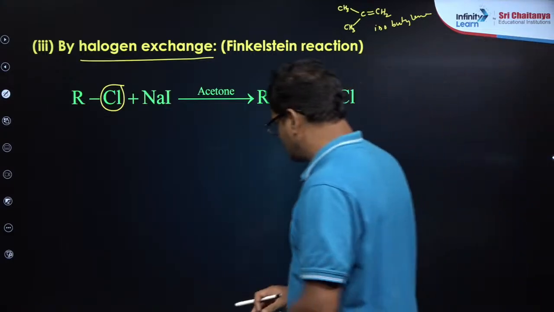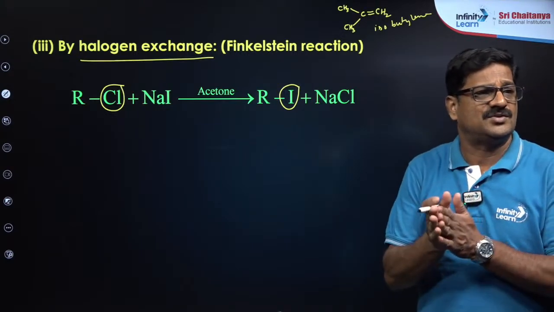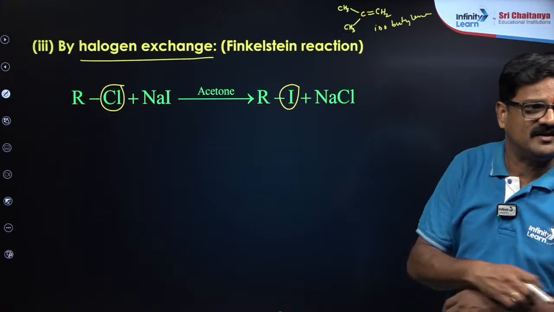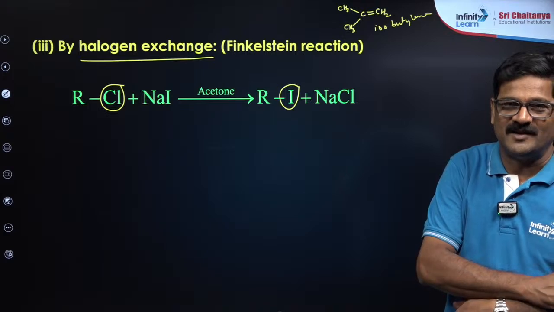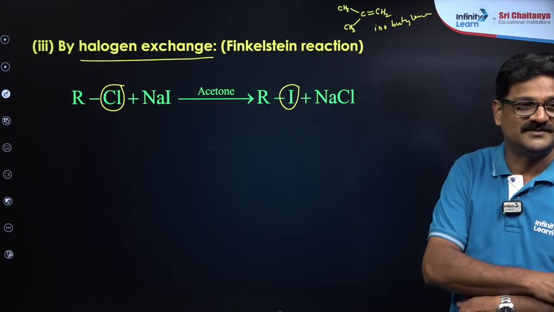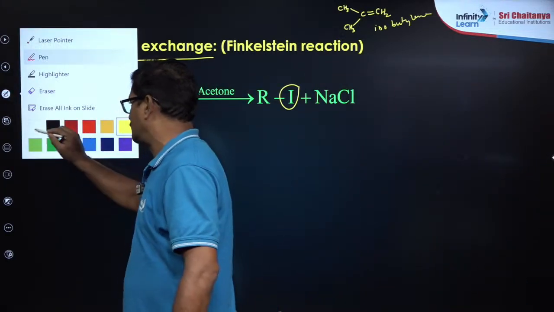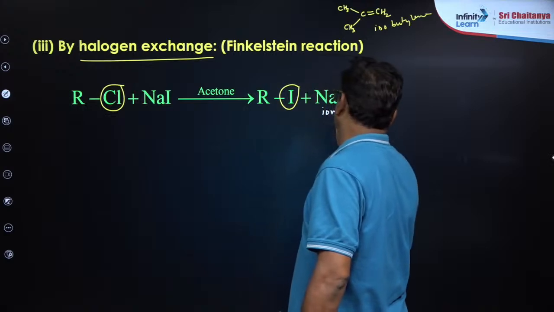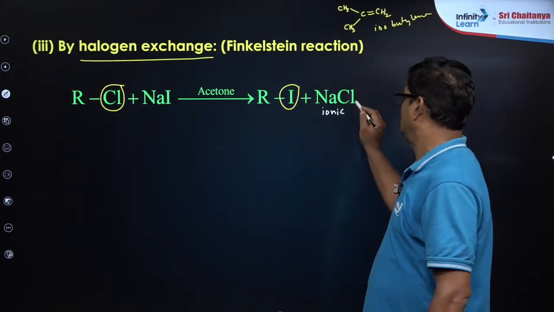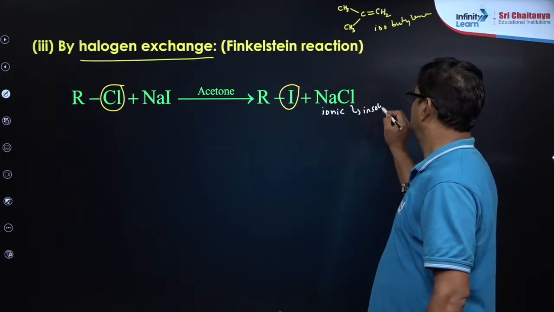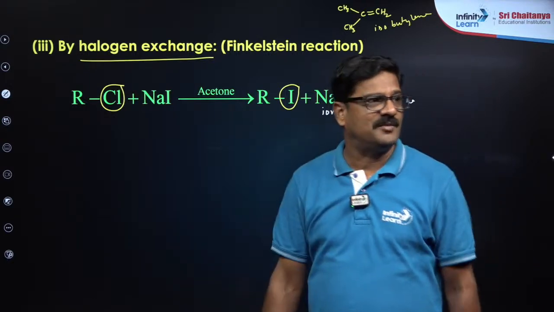Okay. Now, my question: why is acetone used as a solvent here? Can anybody tell me? Because sodium chloride is formed, which is ionic in nature. So sodium chloride, being ionic, is insoluble in acetone. Yes, this is insoluble in acetone.